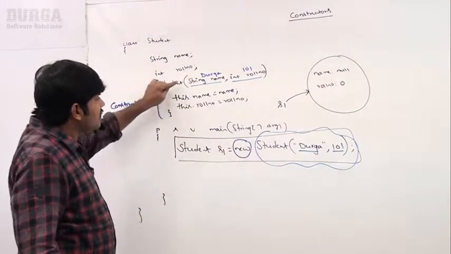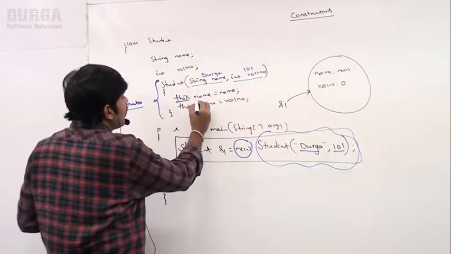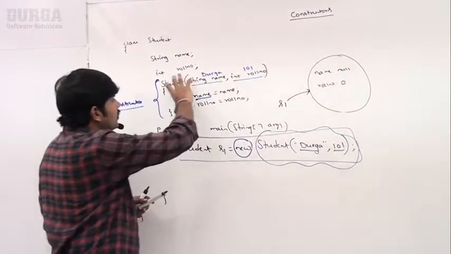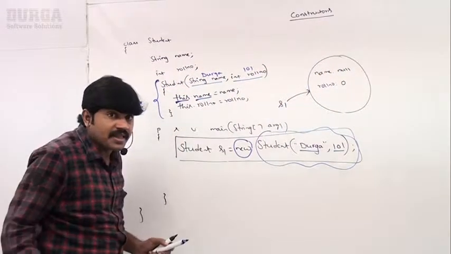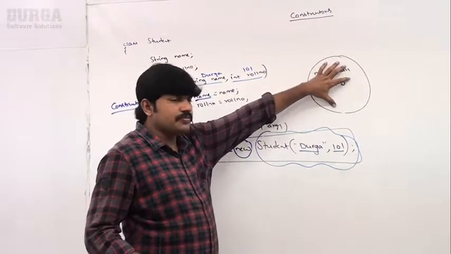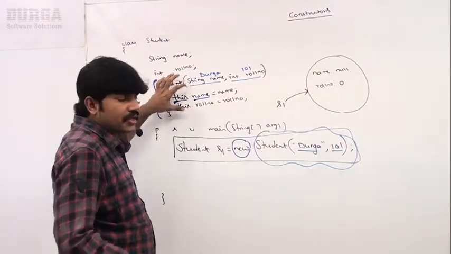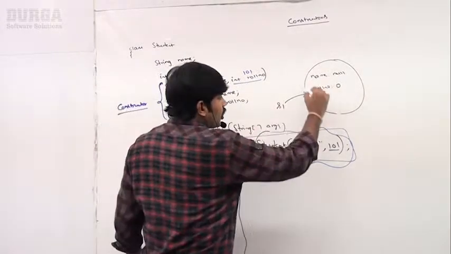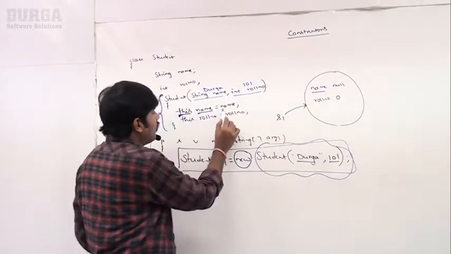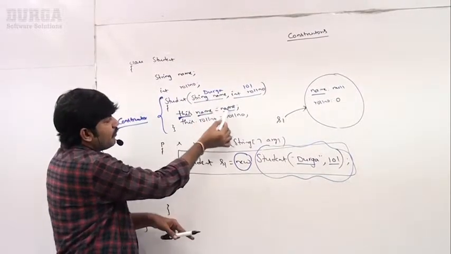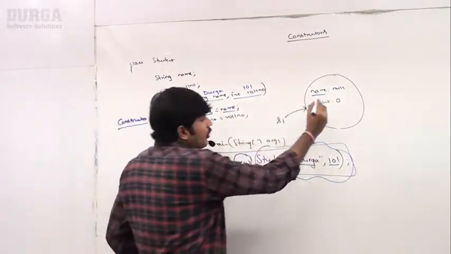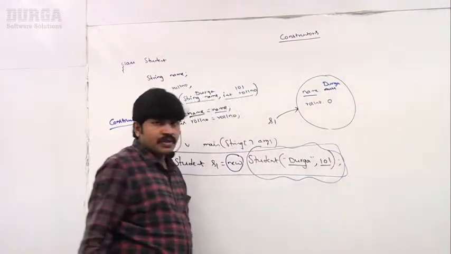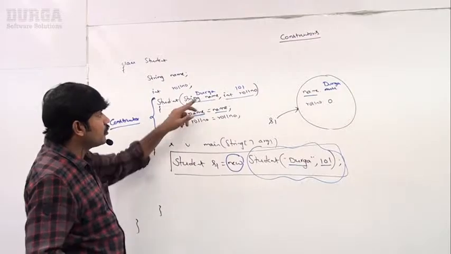Sir, inside the constructor, this.name. On this object, this constructor is executing just like a method. So the constructor is executing this.name. What is the meaning of this.name? Current object name is equal to name, whatever name you provided, Durga. Now this null is replaced with Durga.